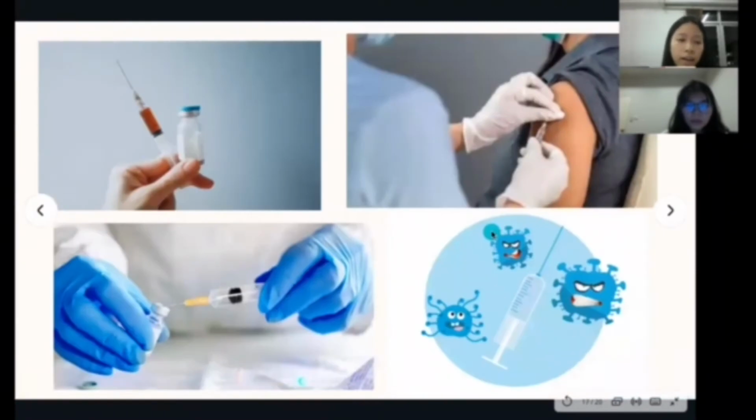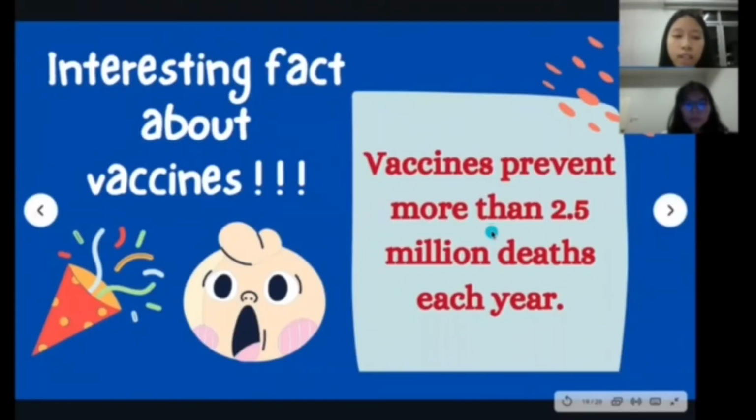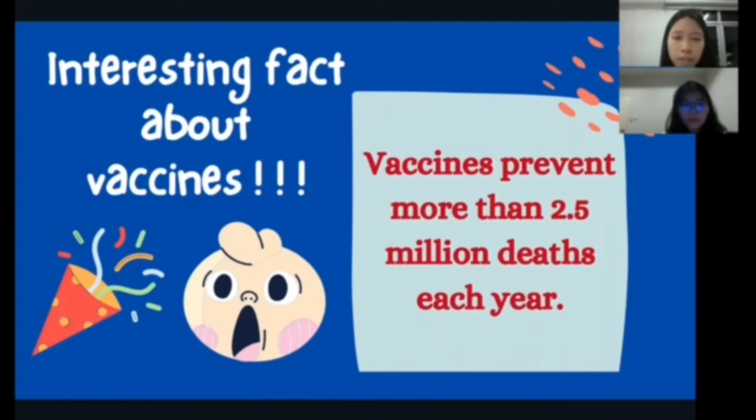Why can't we eradicate other diseases as we did with smallpox? This is still the question, and we have an interesting fact. Vaccines prevent more than 2.5 million deaths each year.